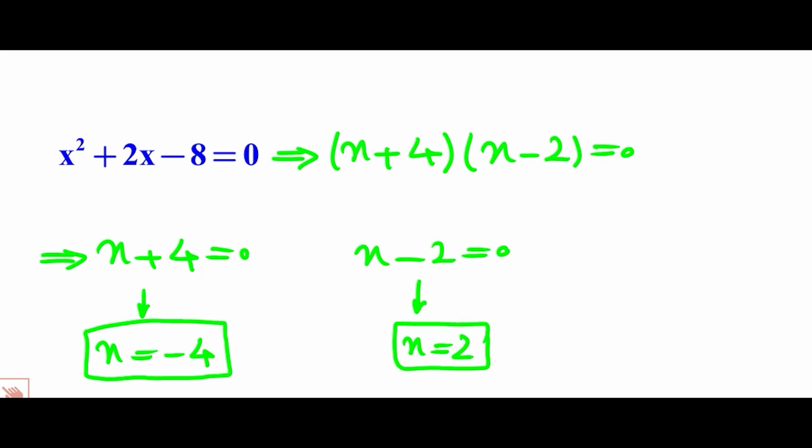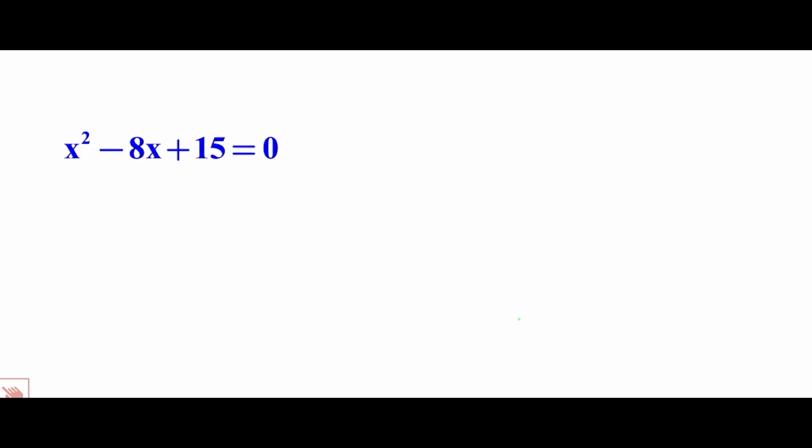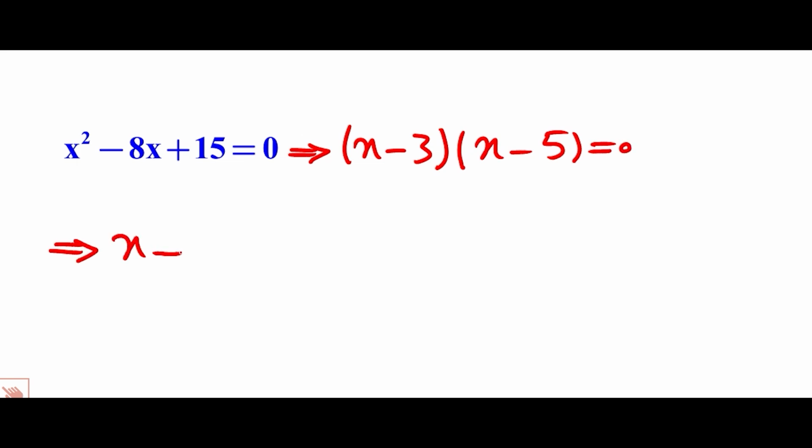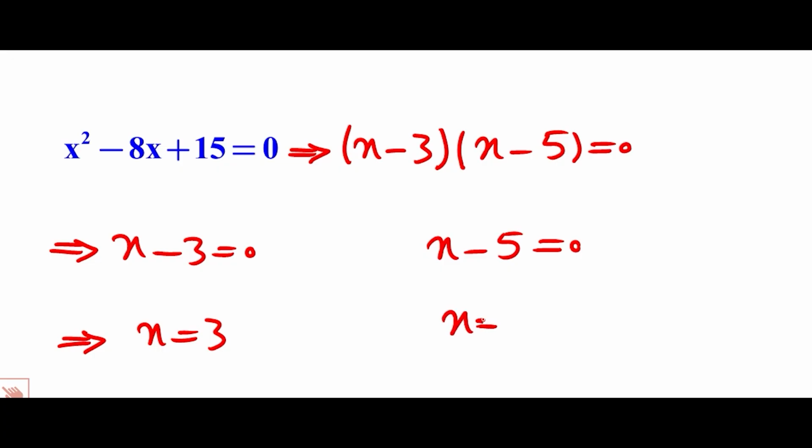Right? Or x squared minus 8x plus 15 can be written as x minus 3 times x minus 5 equals 0. So we have x minus 3 equals 0 or x minus 5 equals 0. So x is 3 or x is 5.